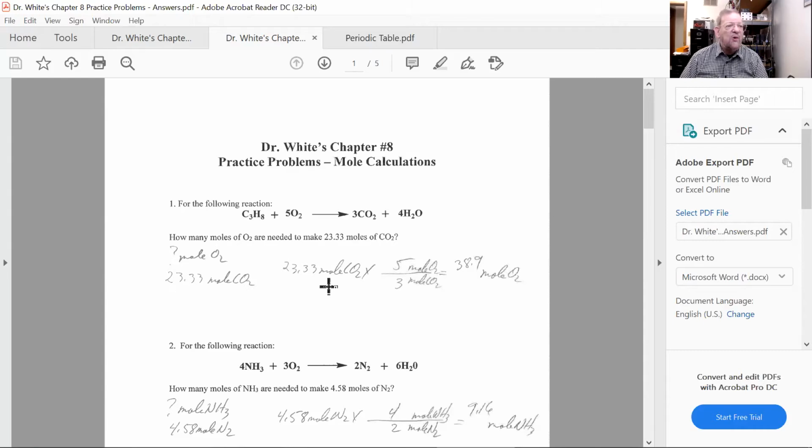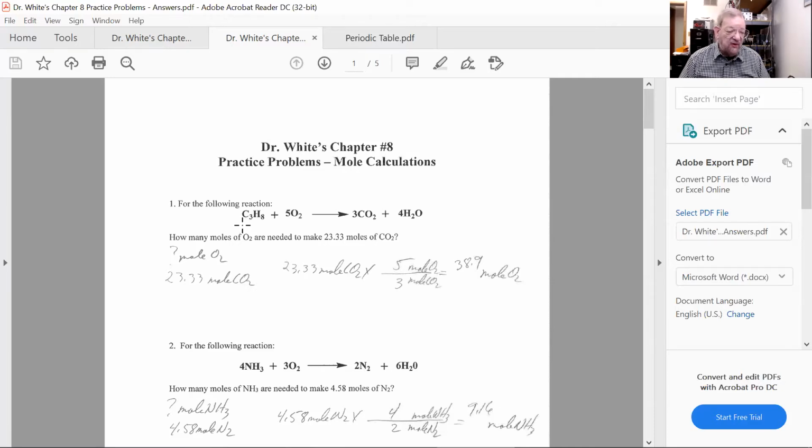And here we say, here's what I'm starting with, moles of CO2. I want to get the moles of oxygen. If I could do this in one step, whatever I'm trying to get to goes on top of the ratio, moles of oxygen. Whatever I'm trying to get rid of, moles of CO2, goes underneath. And where do we get this information? From the balanced chemical equation. Remember, the coefficients give you molar ratios.